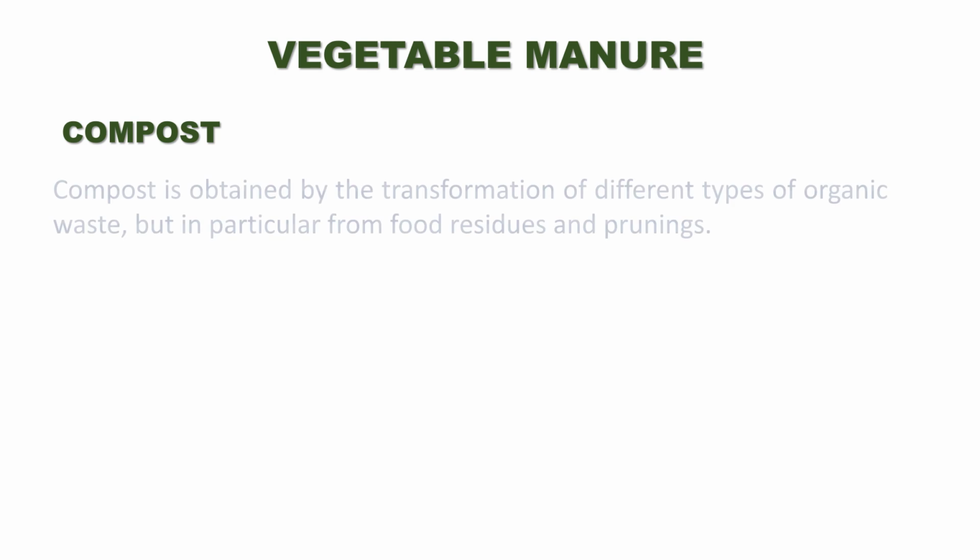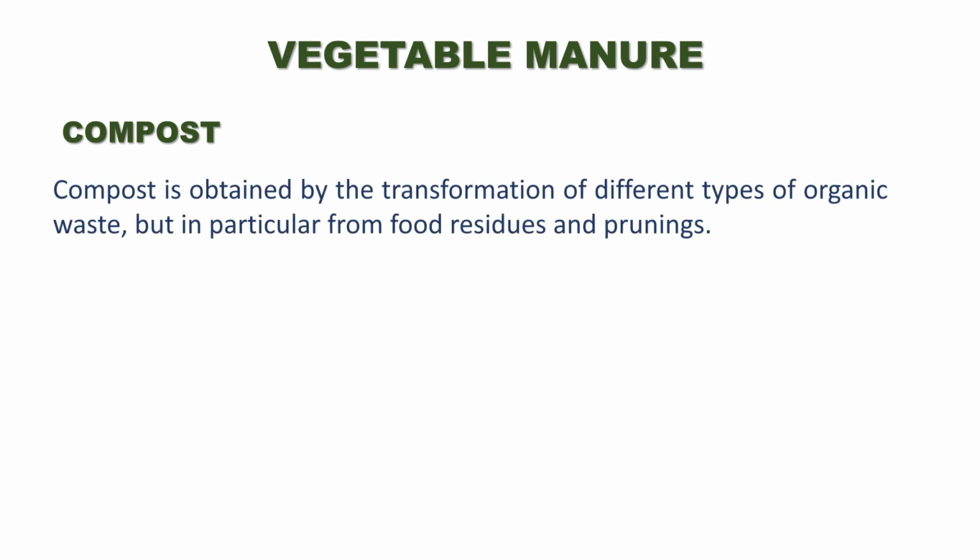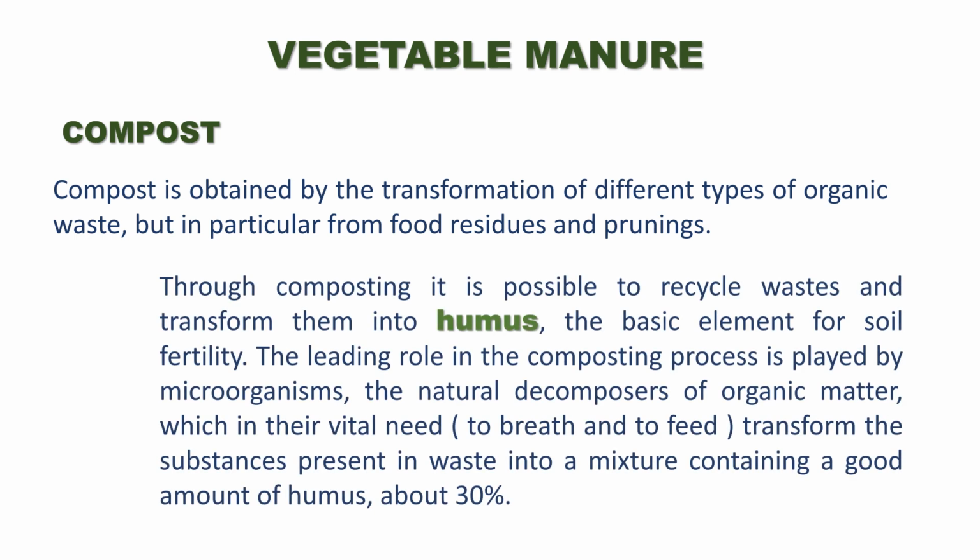Vegetable manure. Compost. Compost is obtained by the transformation of different types of organic waste, but in particular from food residues and prunings. Through composting, it is possible to recycle wastes and transform them into humus, the basic element for soil fertility.